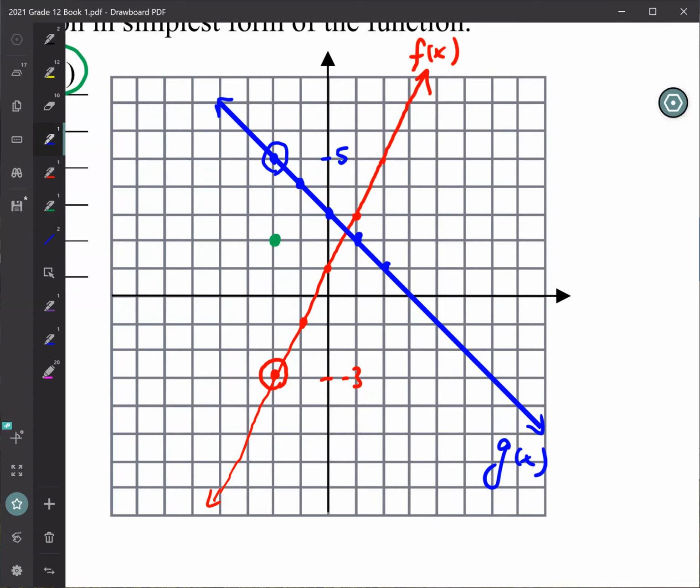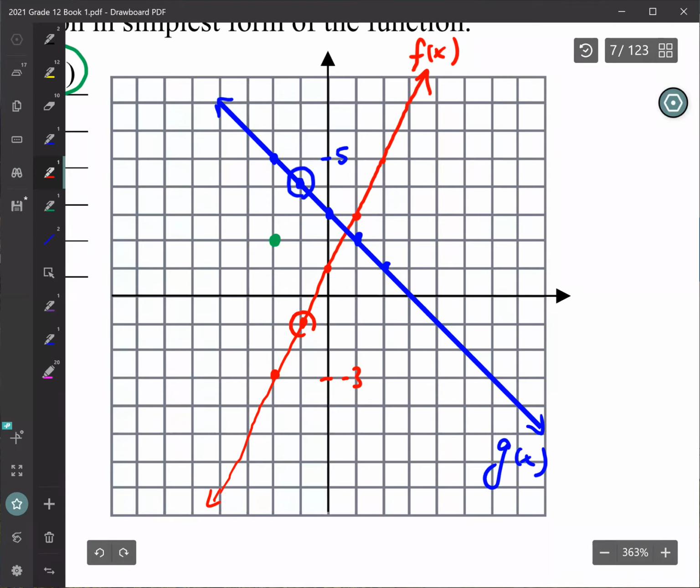Let's try another one, right? So let's say the next point. I'm going to erase the circle now. So we move on to x equal to -1. The point is here for the blue. For the red it is right here. So the blue one is at 4, and the red is at -1. So 4 plus -1 is 3, right? 4 plus -1 is 3. So we have a point at 3. Does that make sense to you?